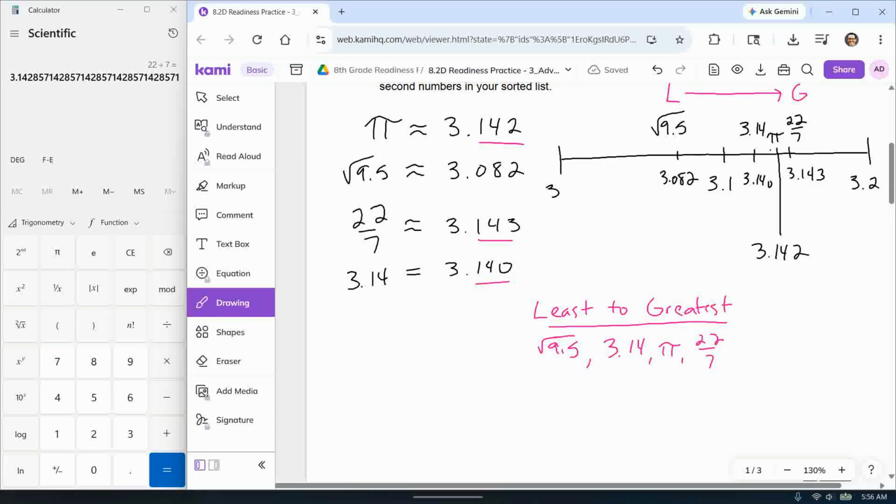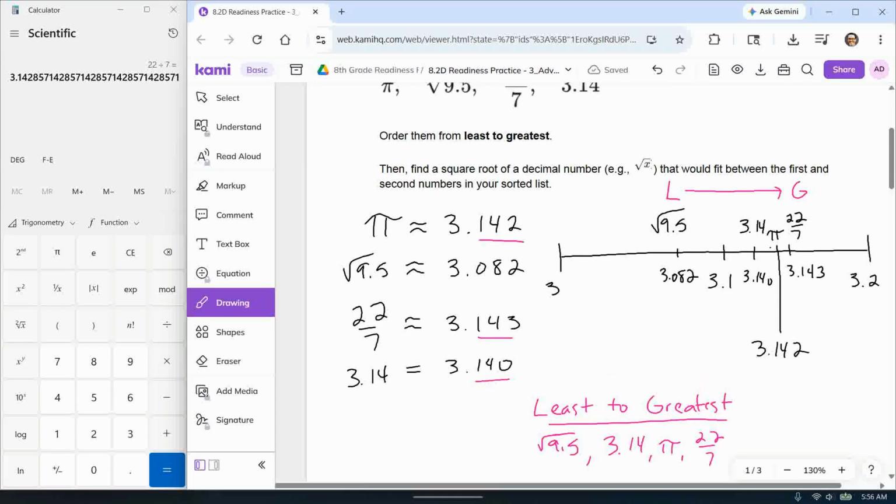Now, I also need to do something else. I need to find a square root of a decimal number. It's going to sit between the first and second numbers. So here's my first and my second numbers right there. Well, look, if my decimal on the bottom end is square root of 9.5, all I could do is just take that to maybe 9.6, right? That would work.